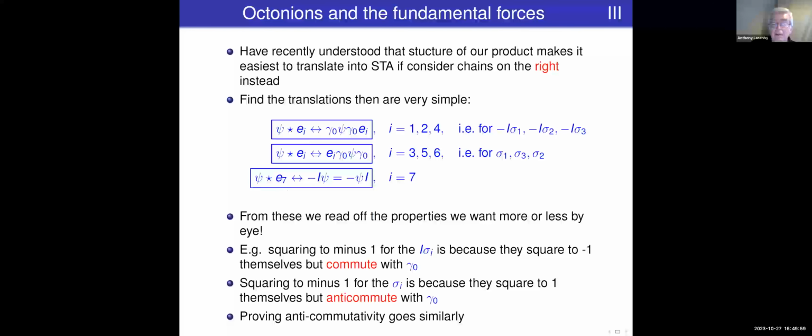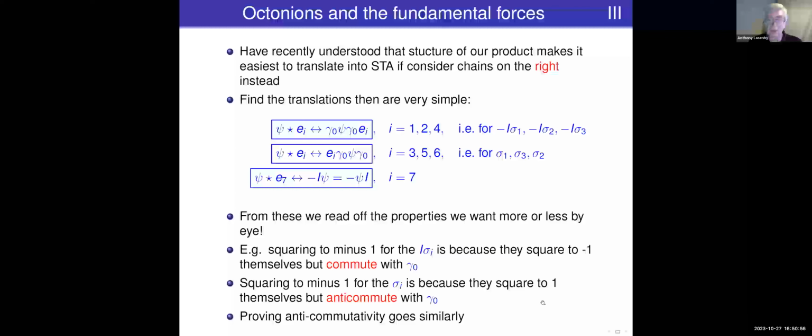And now you can read off why this forms a Clifford algebra, more or less by eye. Let's take one example. Suppose I want to apply i σ1 twice. The second time, there's a γ0 e_i, then γ0 e_i again, where the e_i is the i σ1. The γ0 just here passes through the i σ1 there, because it commutes, and then I just have e_i squared, which is -1. So doing it twice is -1. On these other ones, if you do a σ twice, then they square to +1, but on the other hand they anticommute when the γ0 has to pass through them. And so that's how they both end up squaring to -1, even though intrinsically one squares to -1 and one squares to +1. And proving anti-commutativity goes similarly.